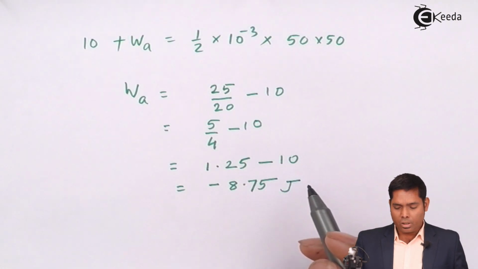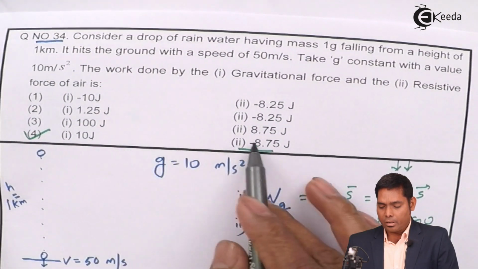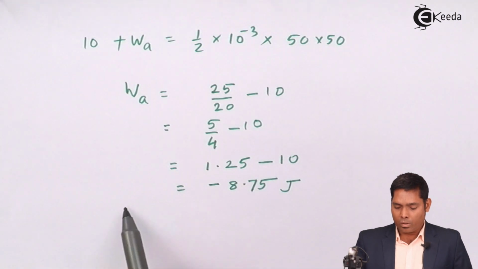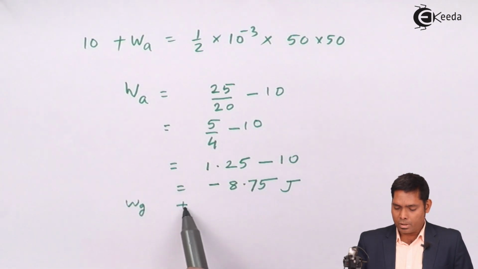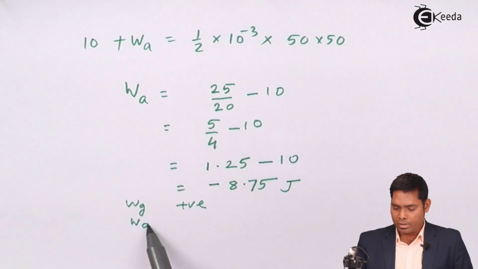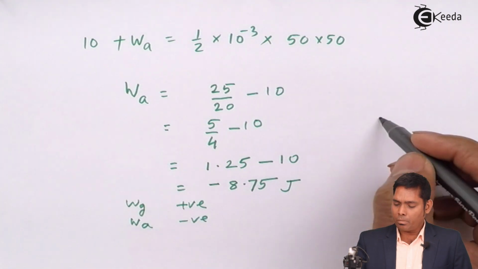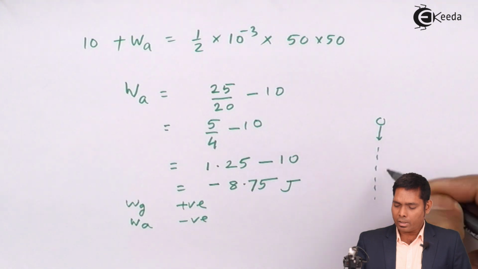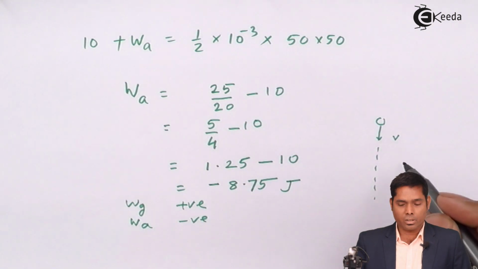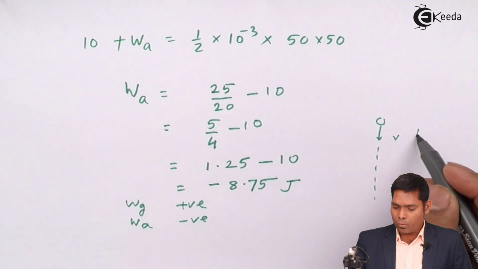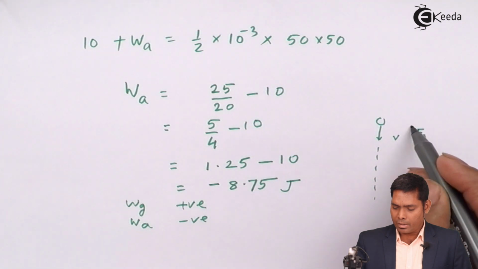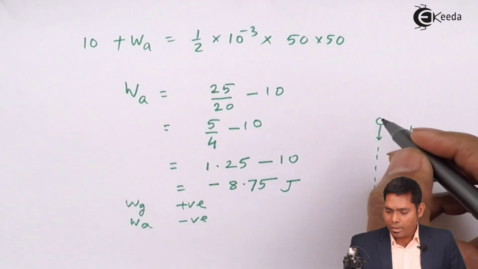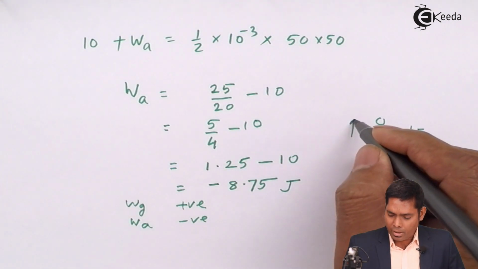So the options and the answers I have already done. Just let me tell one more thing, why the work done by gravitational force is positive and why the work done by air resistance is negative. Because the body was moving in this direction, it is falling like this in this direction. This was the direction of velocity. The gravitational force was acting in the same direction, so it was doing positive work, and the air resistance was acting in the opposite direction.